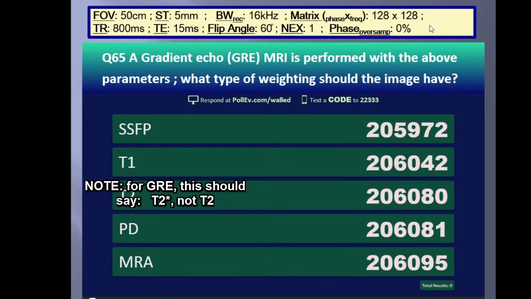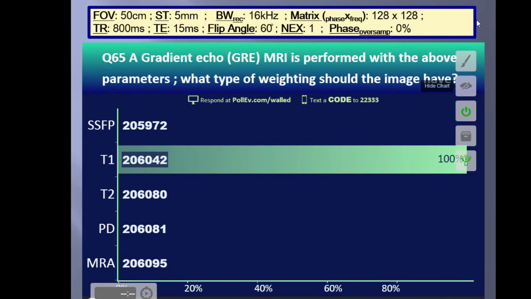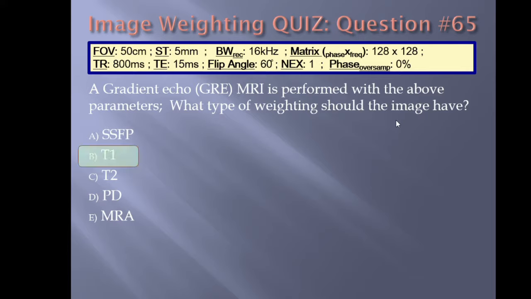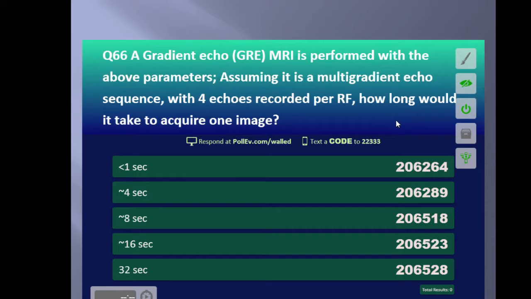Okay, one more about weighting. The flip angle is 60. Well, that's a lot bigger than the other questions. The TR is 800. That's a lot longer than the other questions. And the TE is 15. That's shorter than the other questions. Yes, 100% correct. T1 weighted, right? It's got a large flip angle and a relatively long TR, which is T1 weighting. It's got a short TE, 15 milliseconds, which is T2 unweighting. So the overall result is a T1 weighted image.